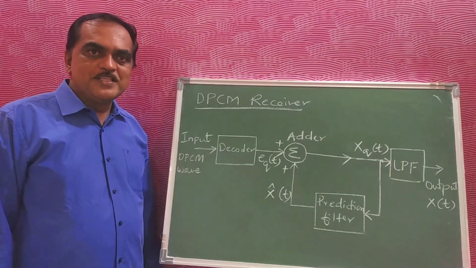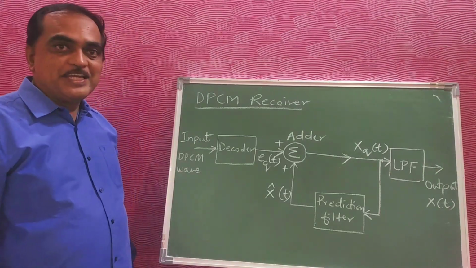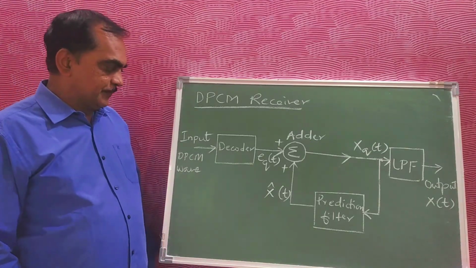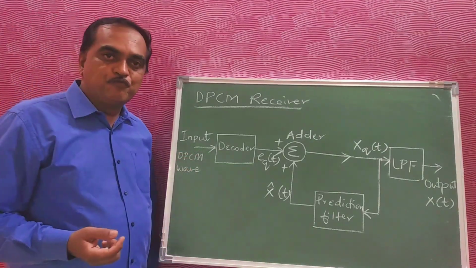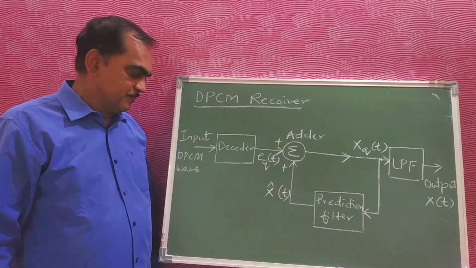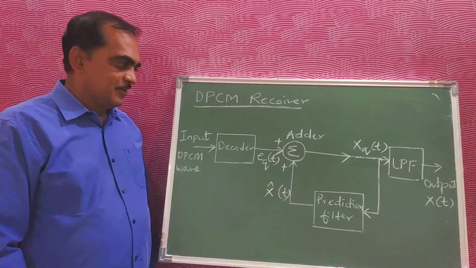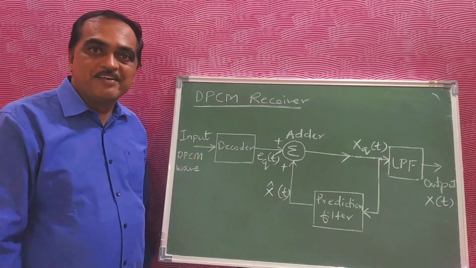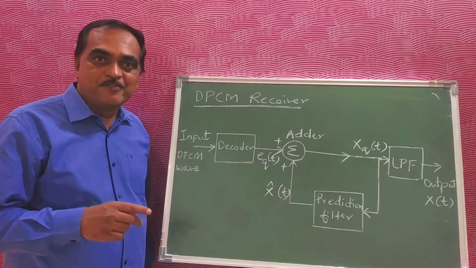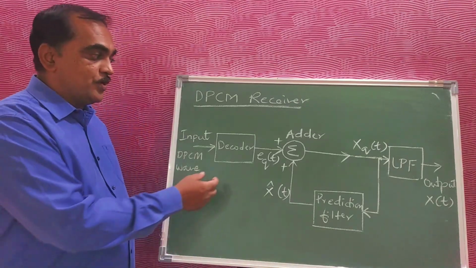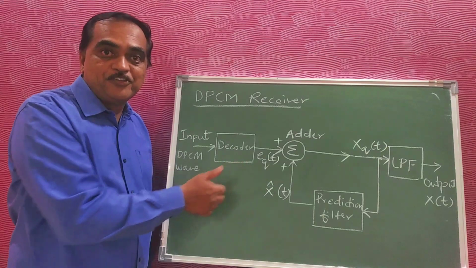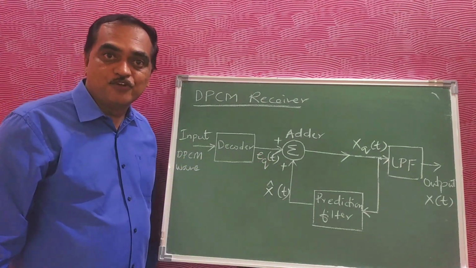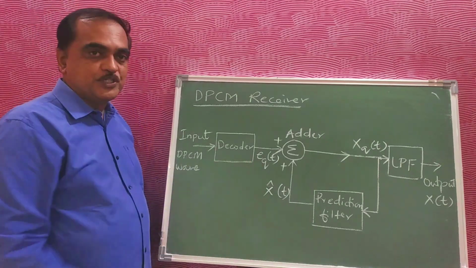Dear students, now we will see what we mean by the DPCM receiver. Now we have shown the block diagram over here. This is the input we have got from the transmitter section, that was your DPCM wave, and first it is given to a decoder. That means the input binary data, which is in electrical form, will be converted to a quantized fixed value of amplitude. So these samples will be converted into quantized fixed values of amplitude. It is called eq(t).